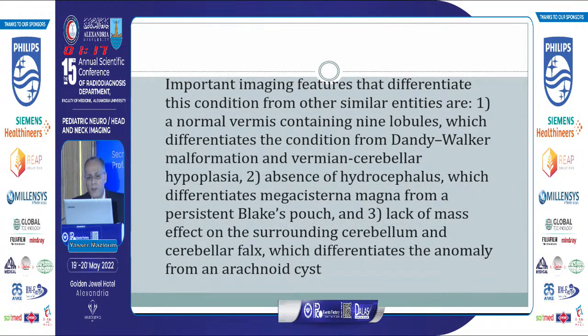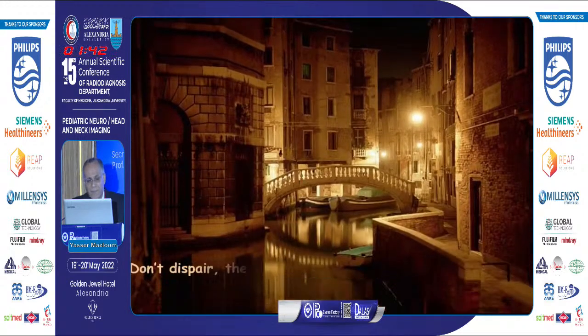Important imaging features that differentiate this condition from other similar entities: a normal vermis containing nine lobules, which differentiates it from Dandy-Walker proper and vermian hypoplasia. Absence of hydrocephalus, which differentiates cisterna magna from a persisting Blake's pouch cyst. Lack of mass effect on the surrounding cerebellum and cerebellar falx, which differentiates the anomaly from arachnoid cysts.